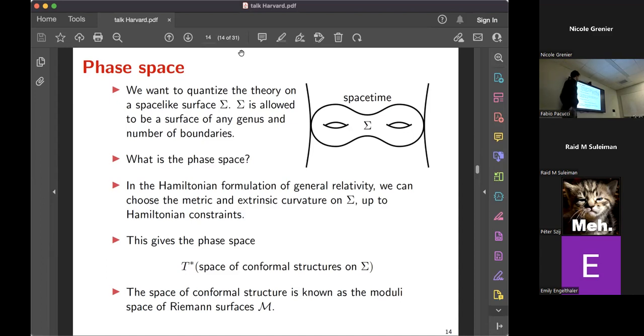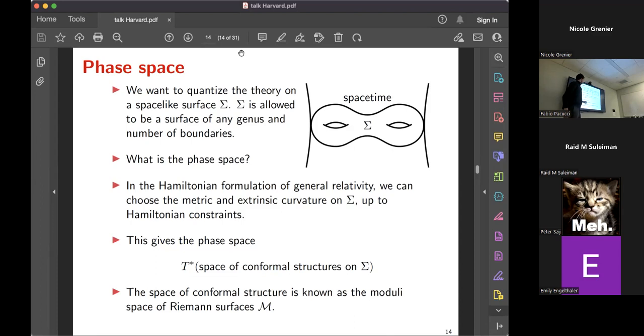So in the Hamiltonian formulation of general relativity, you can essentially choose the metric freely on sigma. And you can also choose the extrinsic curvature on sigma. But there are some Hamiltonian constraints that constrain these. And basically, in 3D gravity, you can fully solve these constraints. In the end, you find that the phase space is given by the cotangent space of the space of conformal structures on sigma. This is actually true in any dimension, this simple statement. And the space of conformal structures just means the metric up to an overall factor. So you can factor out some function.